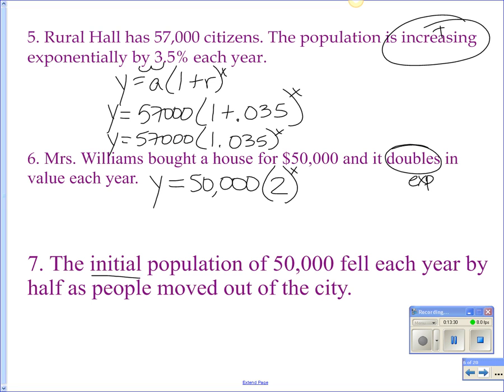This word initial always means your starting value, always. Whenever you see that word, it's your starting value. The initial population of 50,000 fell by half each year as people moved out of the city. Okay? So, if things are going by half, do we think that's linear or exponential? Still exponential. So, I'm going to have y equals. Zaria, what number comes after my y equals?